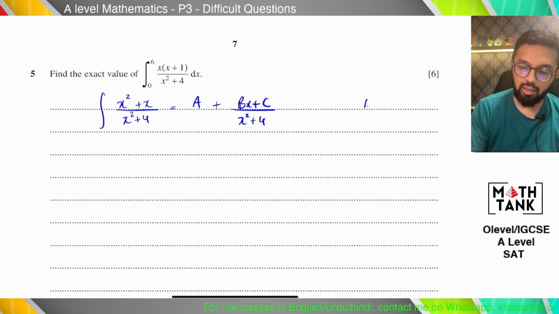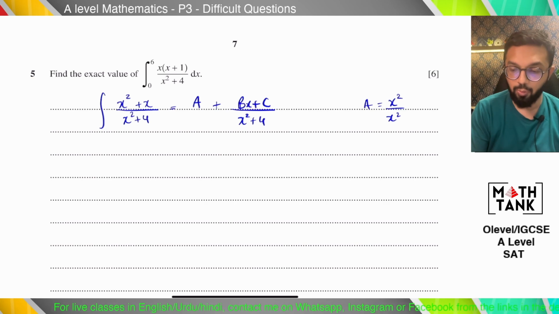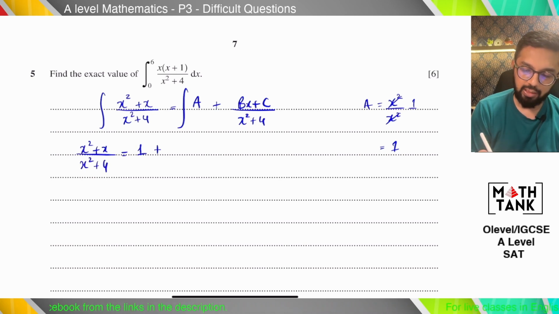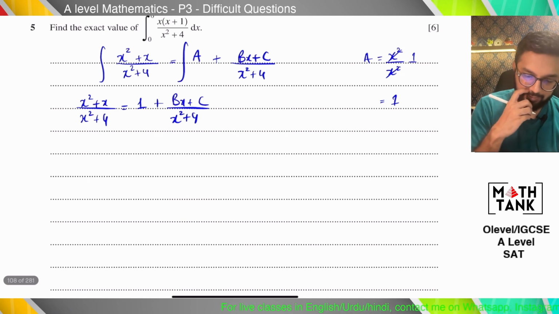Okay, how do you obtain A? You take the highest powers in the numerator and the highest powers in the denominator with their coefficients, and you say that this comes out to be 1. Okay, so (x squared plus x) over (x squared plus 4) equals 1 plus (bx plus c) over (x squared plus 4). Okay, let's do partial fractions.